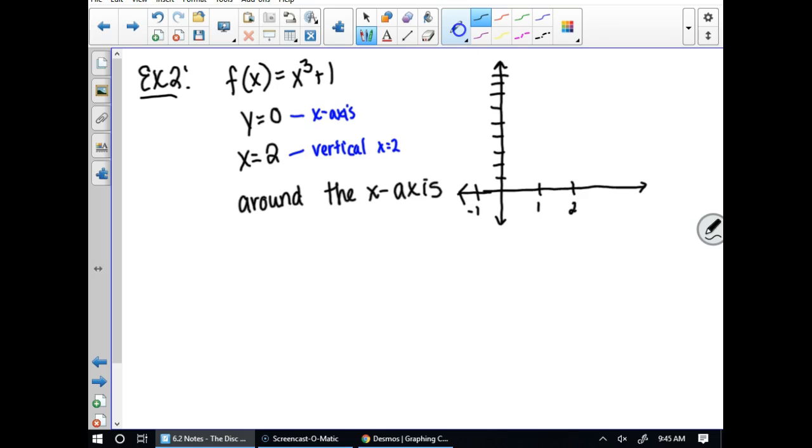Because we're using the x-axis as one of our boundaries, and this vertical line is another one of our boundaries. And then x to the third plus 1 would have a y-intercept at 1, and if we plugged in 1, we'd get 2. If we plugged in 2, we'd get 9. But if we plug in negative 1, that's where we get 0, so it doesn't hit the x-axis until there. So we do need a little bit of that second quadrant.